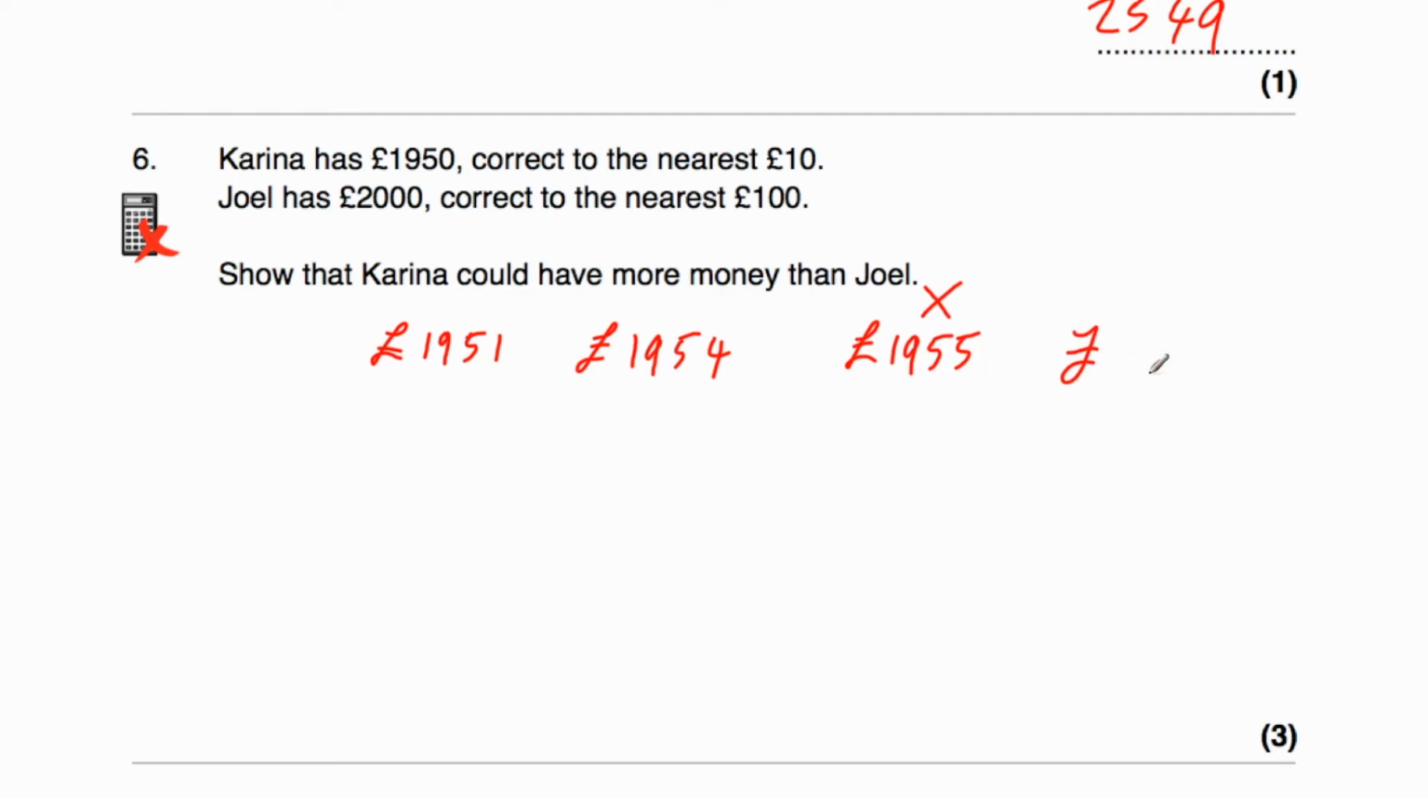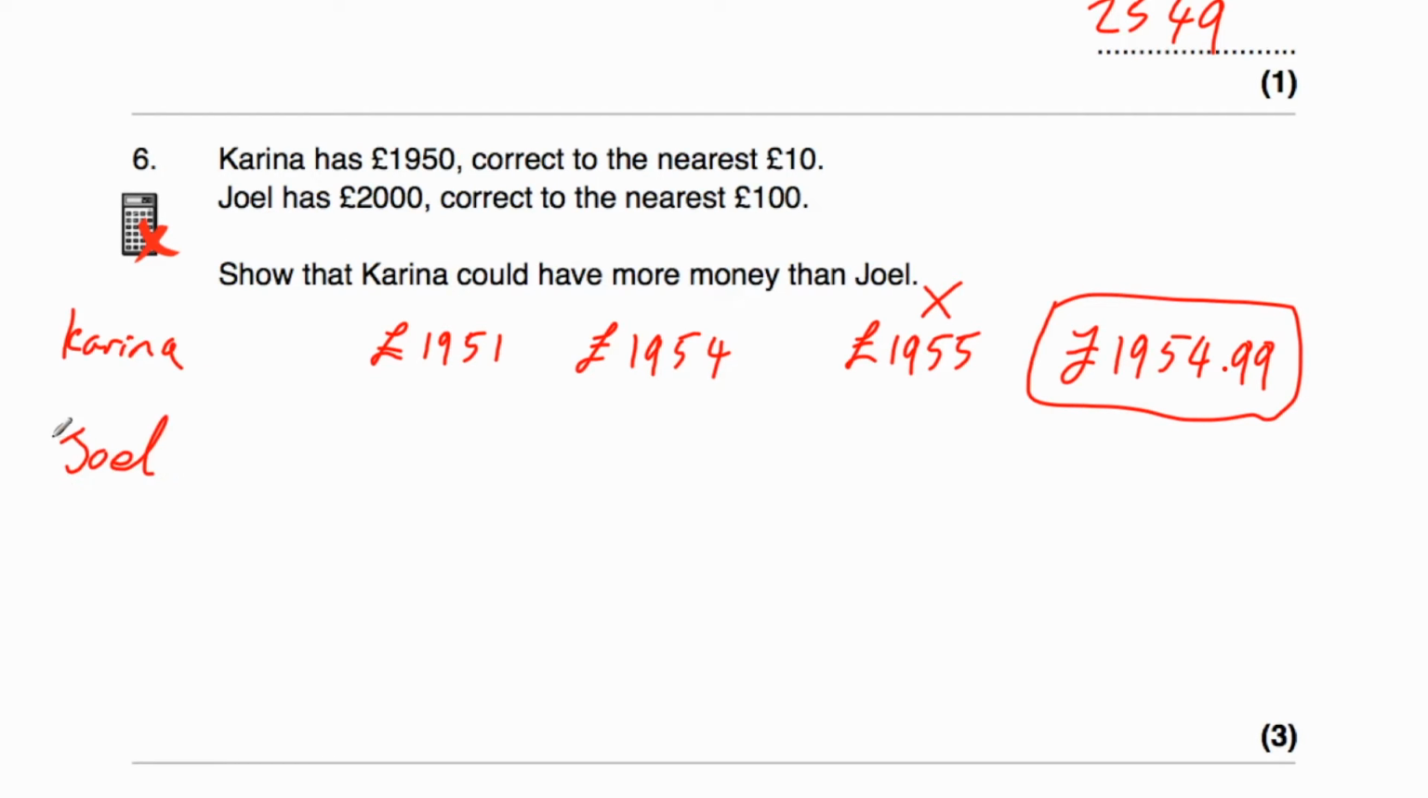So the greatest possible amount of money that she could have would be £1,954 and 99 pence, because that amount of money would round down to give us £1,950 to the nearest 10. But anything just slightly above that would round up to give us £1,960. Okay, so that's the greatest possible amount of money that Karina could have.